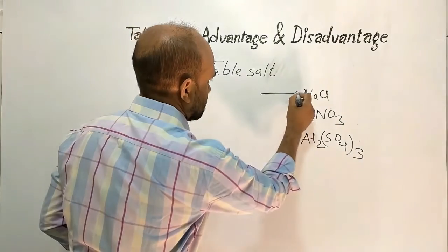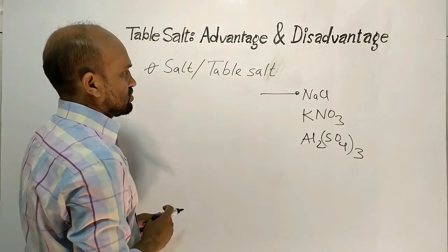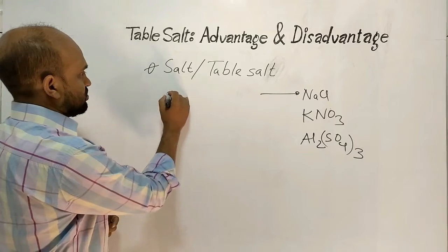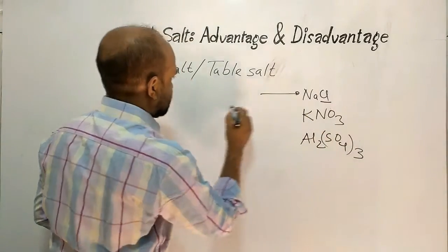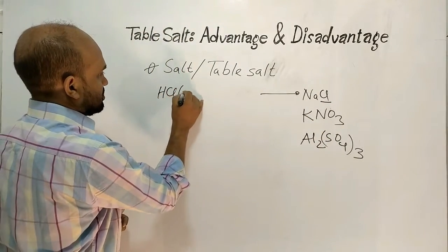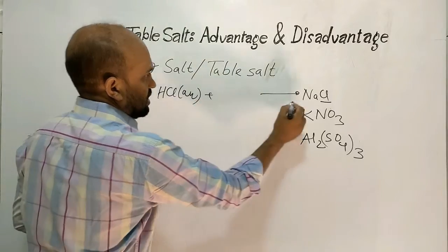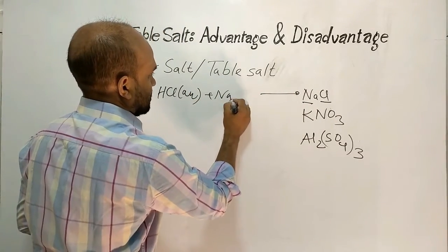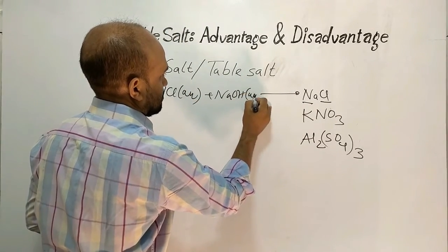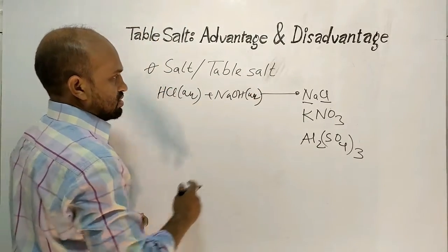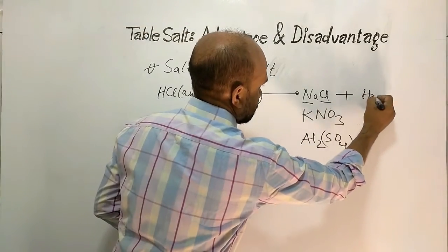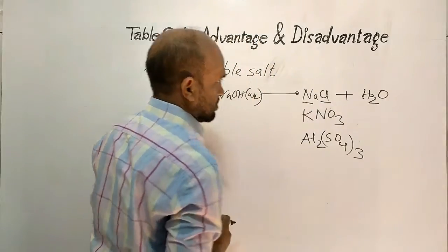Sodium chloride is prepared from acid, hydrochloric acid, and base, sodium hydroxide. And here water is formed as byproduct.